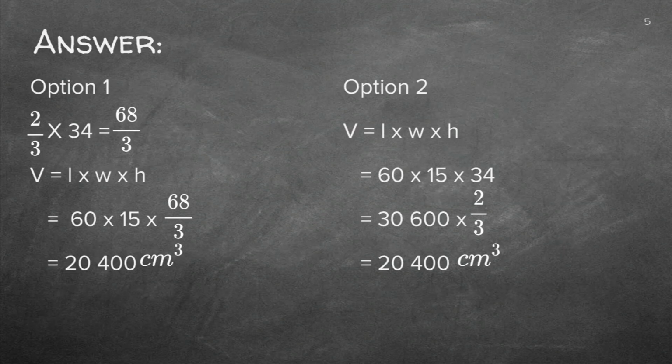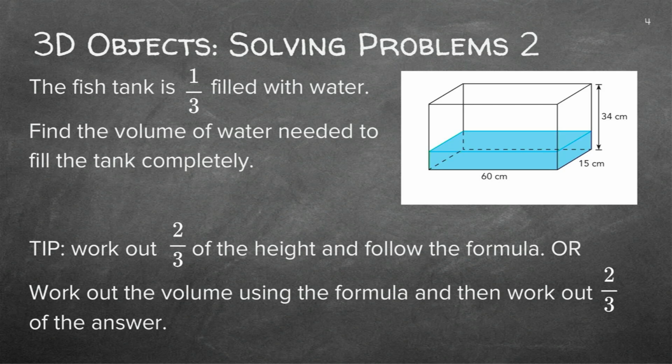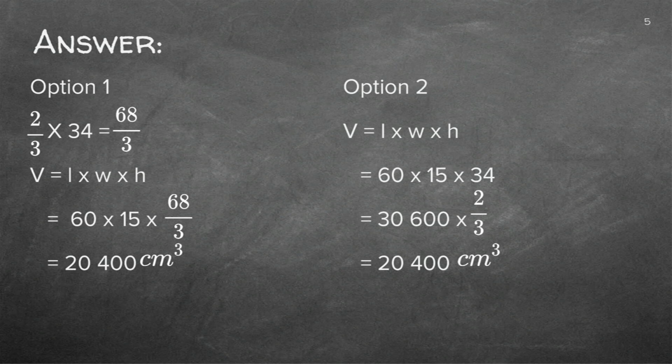Let's see. Option 1. Let's go back, make sure we get the height is 34, the width is 15 and the length is 60. So if we go 2/3 of 34 will give us 68 over 3. So if we use our formula, it's 60 times 15 times 68 over 3. So the volume needed will be 20,400 cubic centimeters, right?